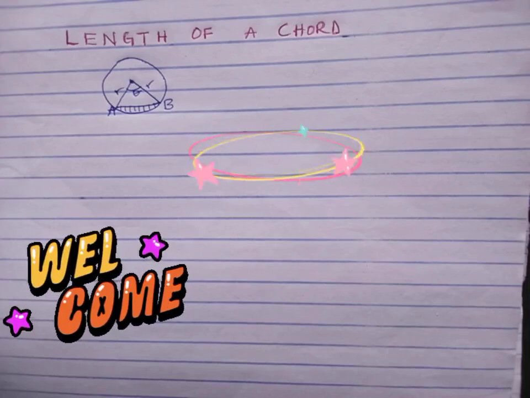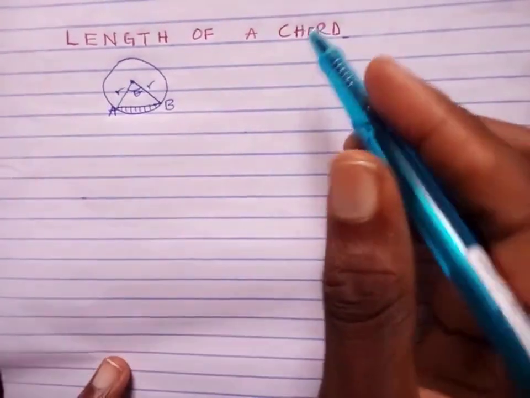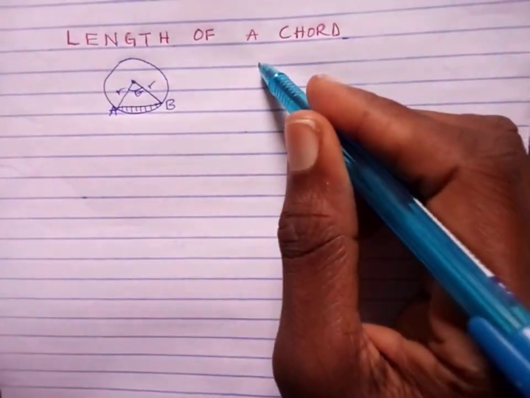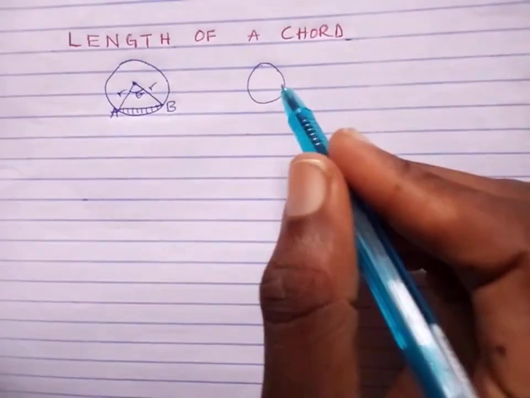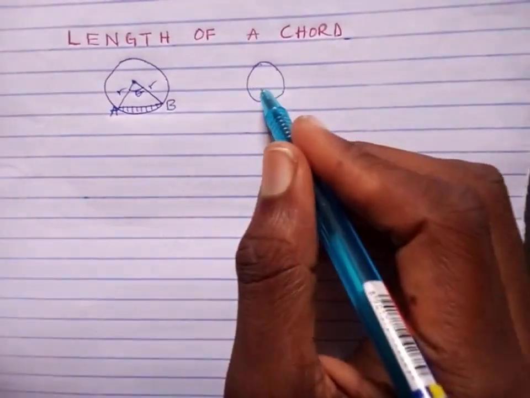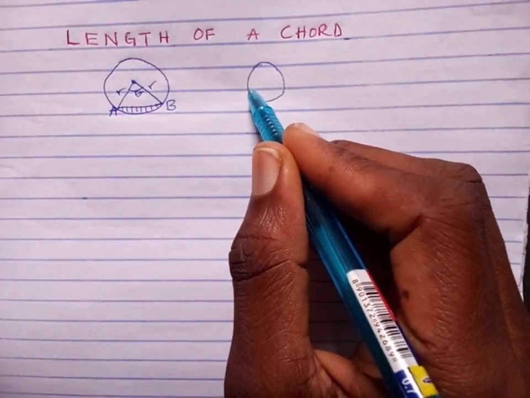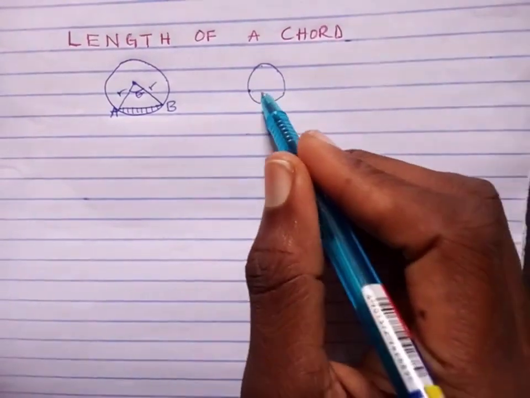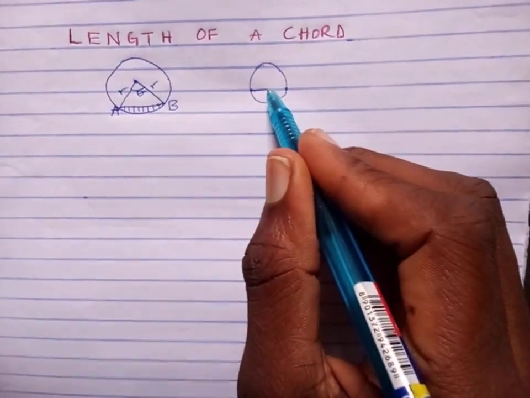In today's lesson, we're going to look at the length of a chord. In previous videos, we've defined that a chord of a circle, you're given a circle, is that line that runs from one end of the circumference to another end of the circumference. So this is a chord.